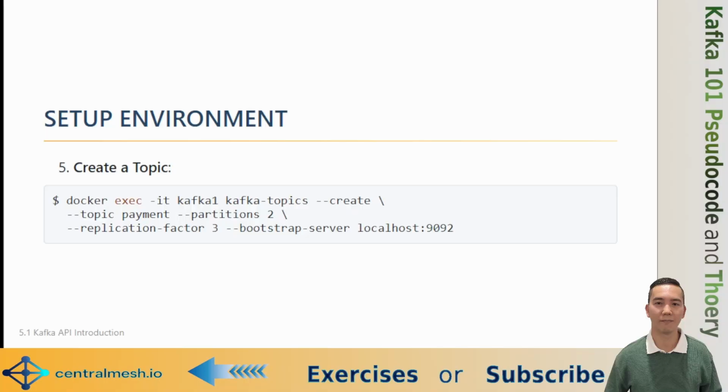Once your Kafka cluster is running, you will need a topic to send and receive messages. Use a Kafka CLI tool to create a topic, then create a payment topic with 2 partitions and a replication factor of 3. This ensures high availability and better parallelism.